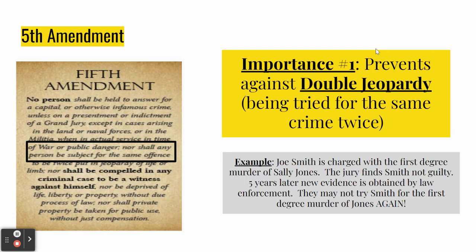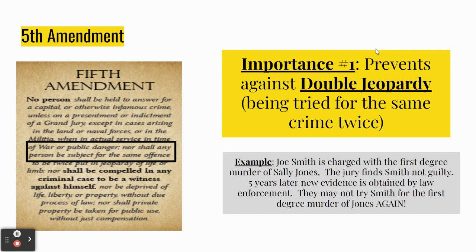The Fifth Amendment is important for three different reasons. The first thing that it does is protect you against double jeopardy. Double jeopardy is when you are tried for the same crime twice. If you look at the example at the bottom of the screen, Joe Smith is charged with the first-degree murder of Sally Jones. The jury in this case finds Smith not guilty. Five years later, new evidence is obtained by law enforcement. They may not try him again for first-degree murder. They get one shot, and if they bring it to court and are unable to convict, you don't have to worry, in this case Joe Smith, about living the rest of your life under the pressure of being tried again at some point.